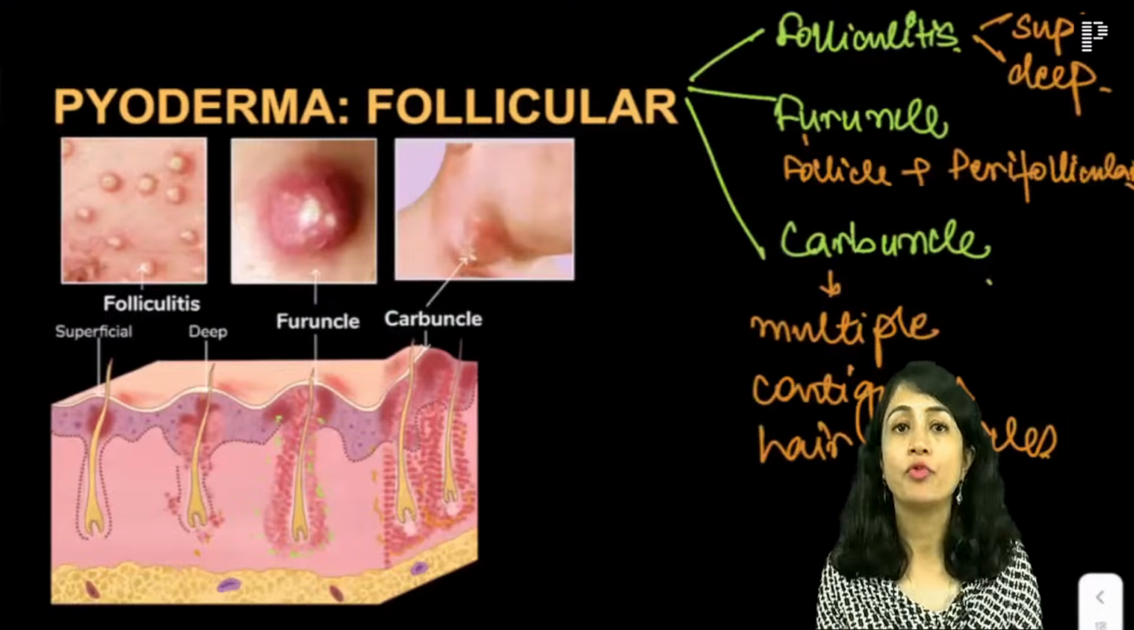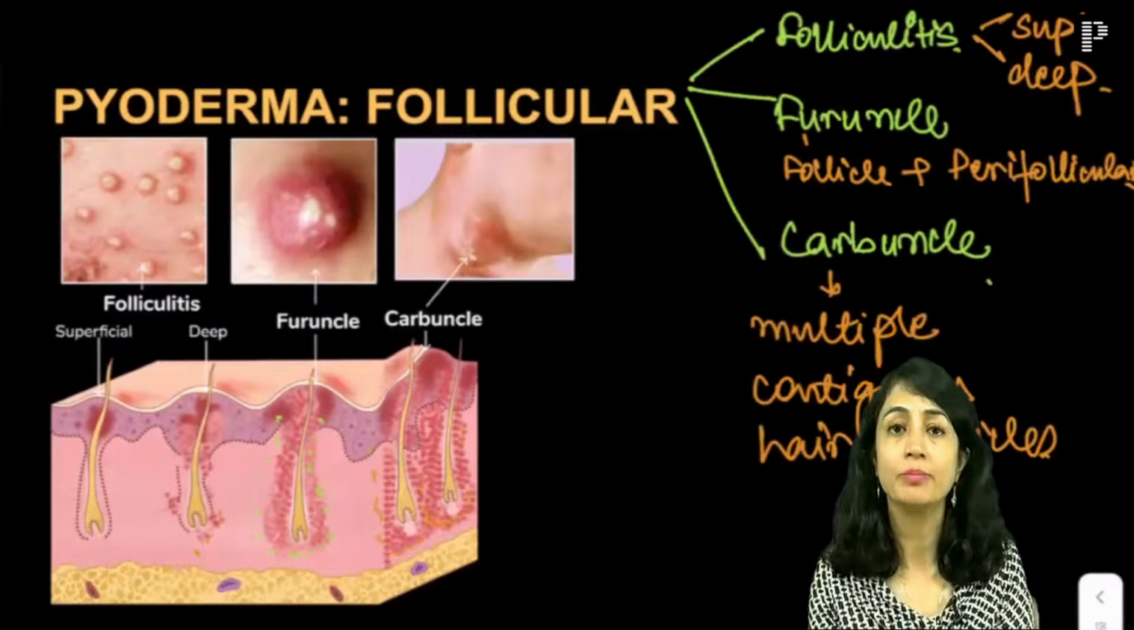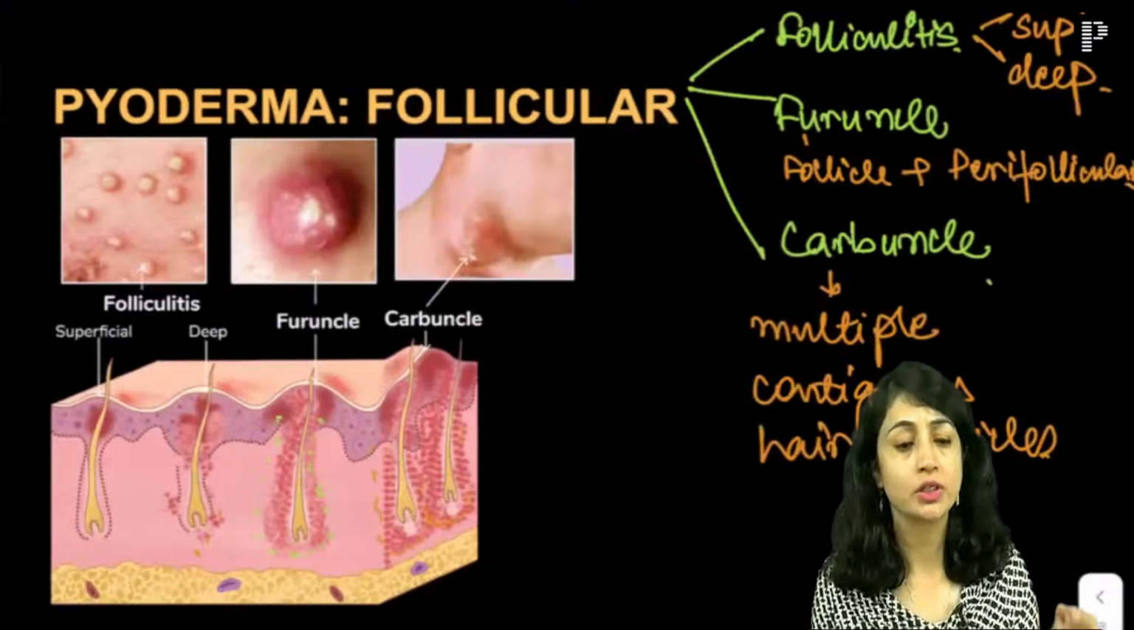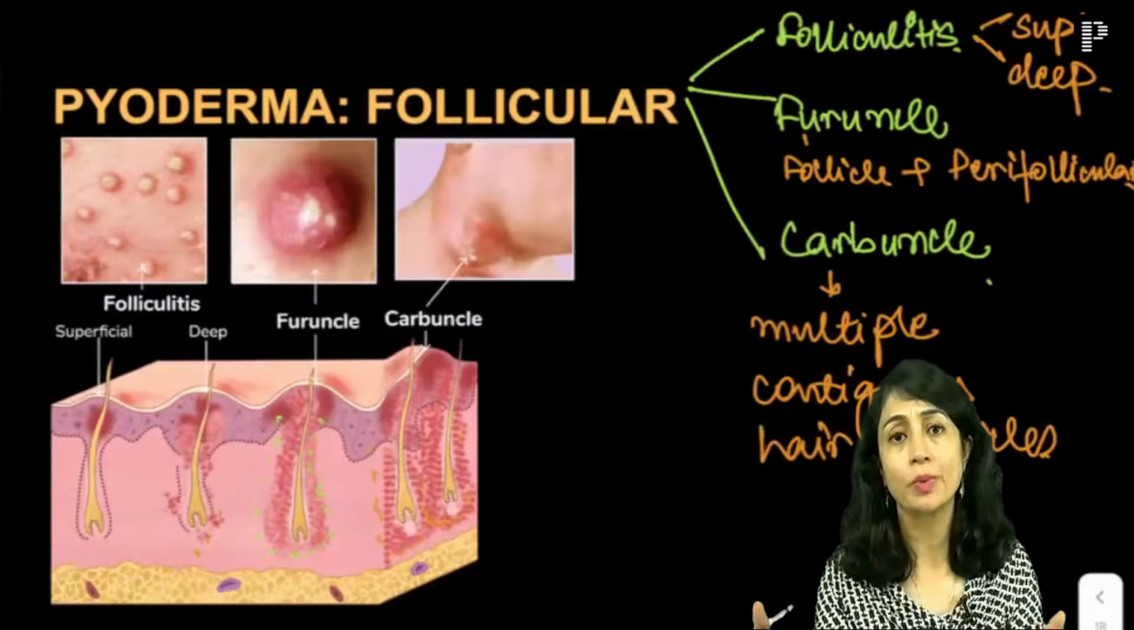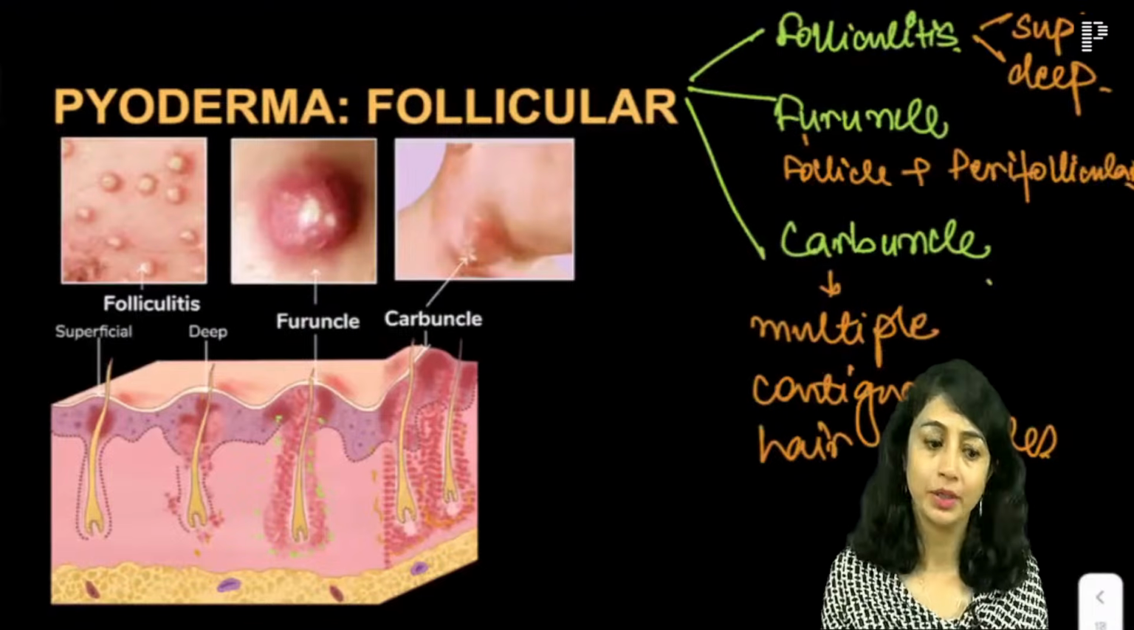So these are my follicular infections. Easy to understand: folliculitis, furuncle and carbuncle. Folliculitis is when the follicle is involved. When perifollicular tissue is involved, it becomes a furuncle. When multiple contiguous hair follicles are involved, it is a carbuncle.